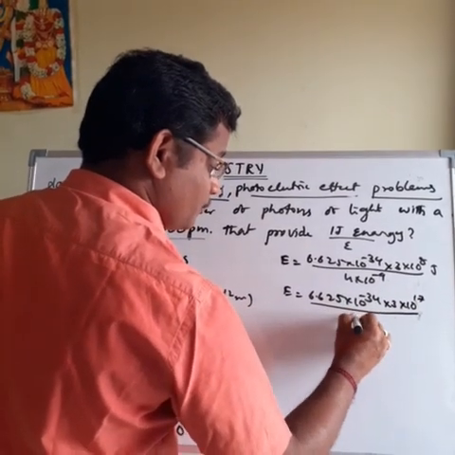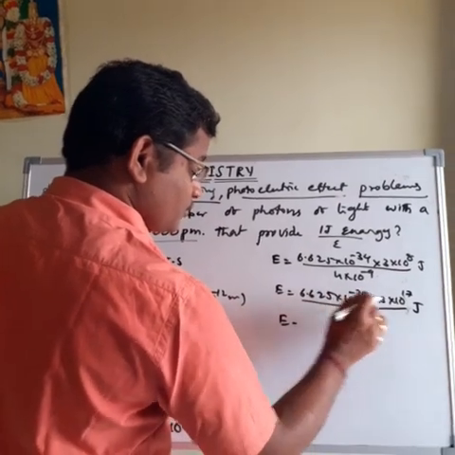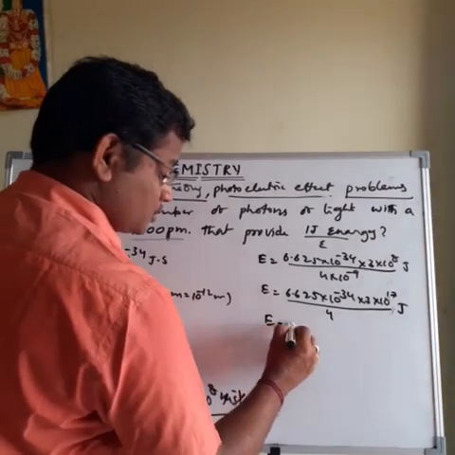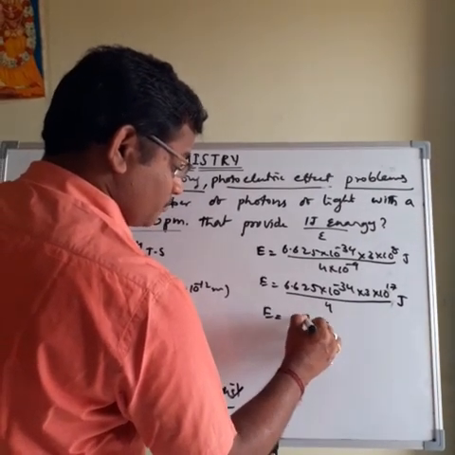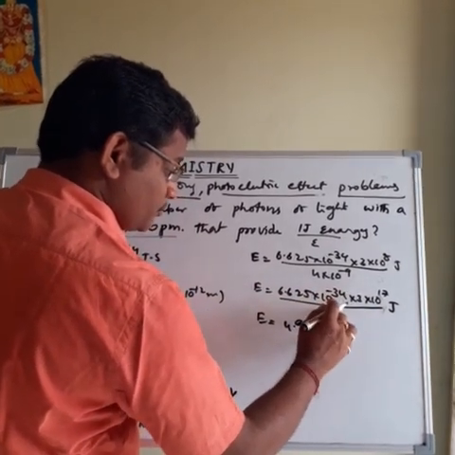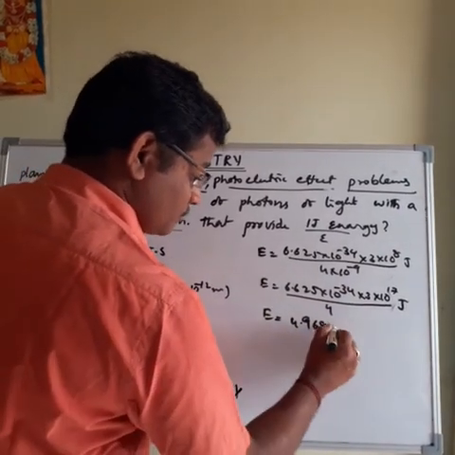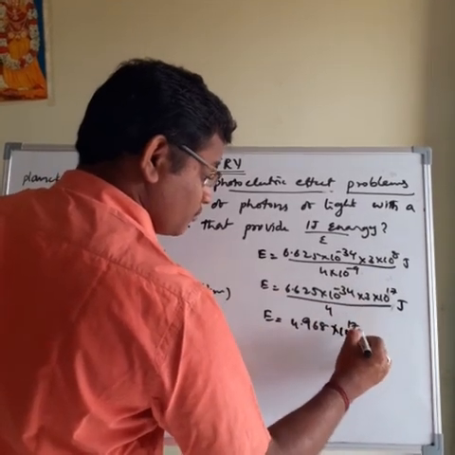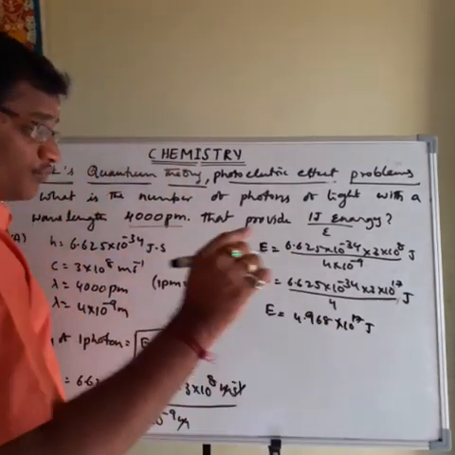Divided by 4. Calculate 6.625 into 3, its value is 19.875, divided by 4, 4.968 will come. So E is 4.968 into 10 power minus 34 plus 17 joule. So this is the energy of one photon.